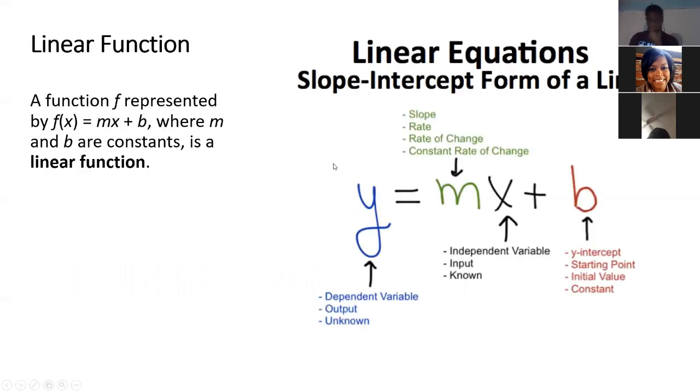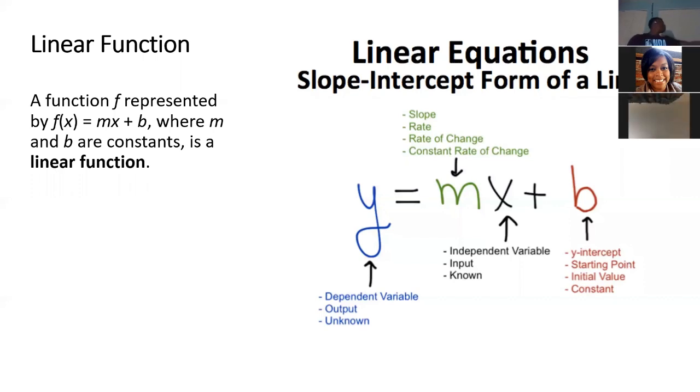So just reviewing, linear functions. Looks familiar? It should. You've been dealing with this for a while. So a linear function, a function f represented by f of x equals mx plus b, and m and b are constants. Okay, m and b have values that they represent. M can be called your slope, rate of change, your constant rate of change. Your b is called your y-intercept, your starting point, your initial value, your constant.